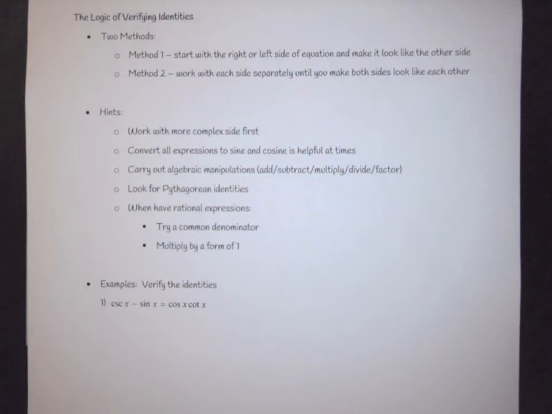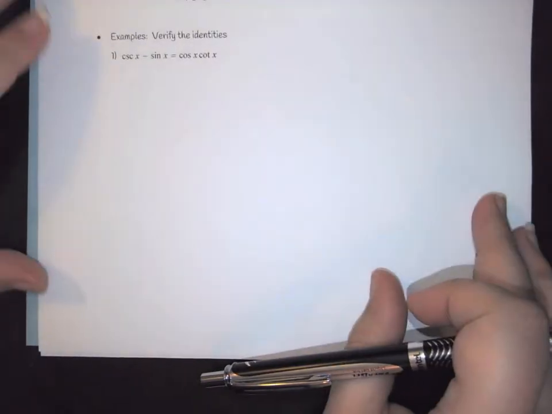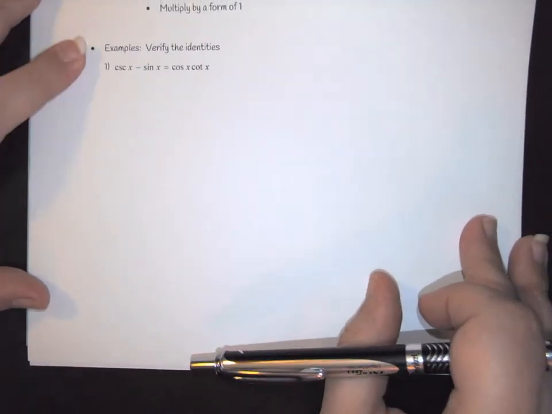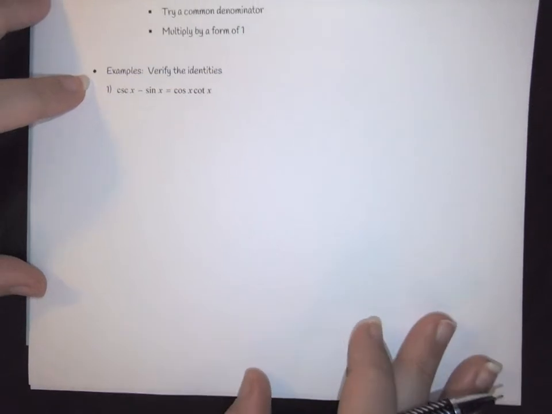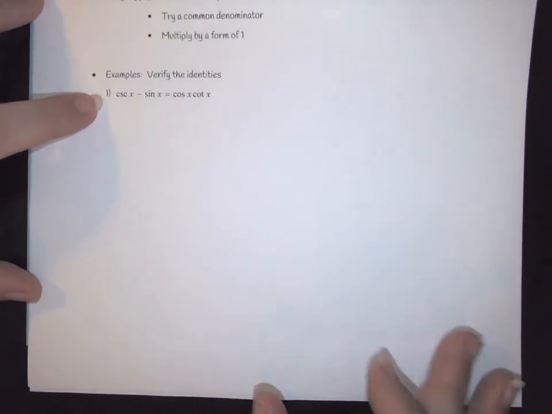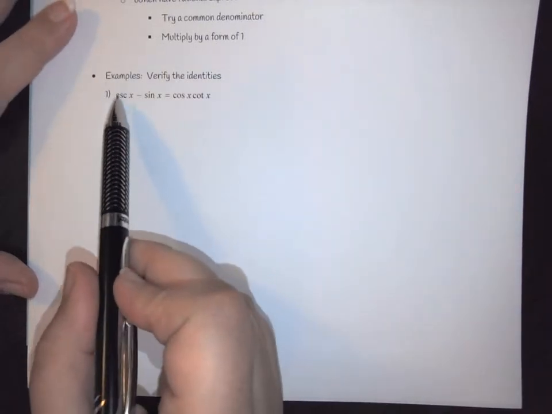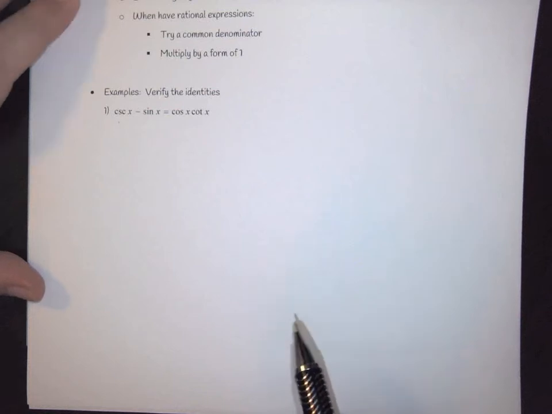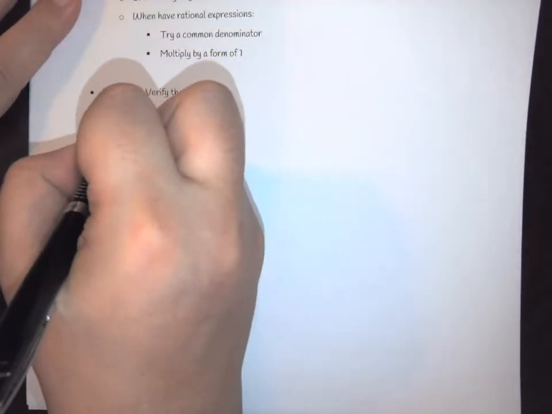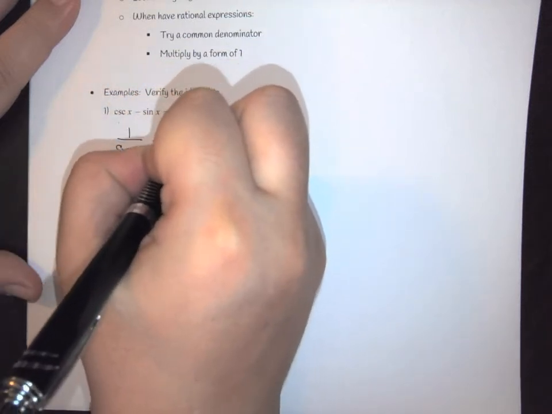So the easiest way to show how this works is just to jump right into some examples, and I've got a couple here for you. First we need to verify the identity: cosecant x minus sine x is equal to cosine x cotangent x. We need to verify that these are the same, so you need to start working with one side or the other. Immediately I see I have a cosecant, which I can rewrite. Cosecant is the same as 1 over the sine of x, minus my sine of x.